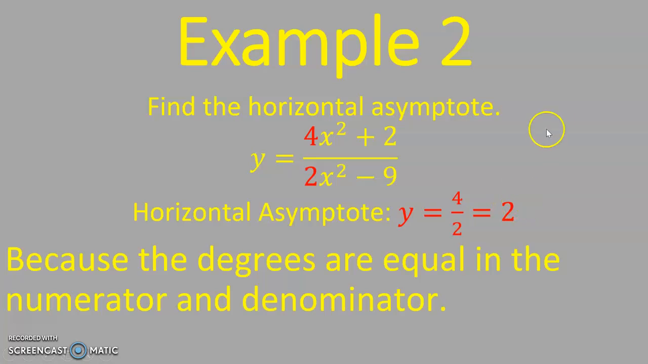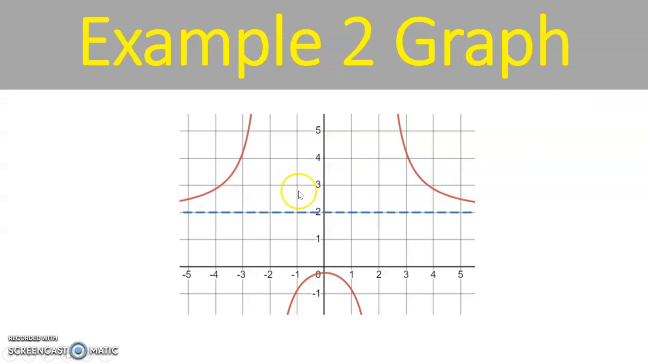So y equals 2. Let's look at that Desmos graph. So there's a picture of that function that we had. And notice y equals 2, that dashed blue line, is the horizontal asymptote. We didn't give you an example of the first possibility. If the top is larger than the bottom, there is no horizontal asymptote. We didn't have an example like that.